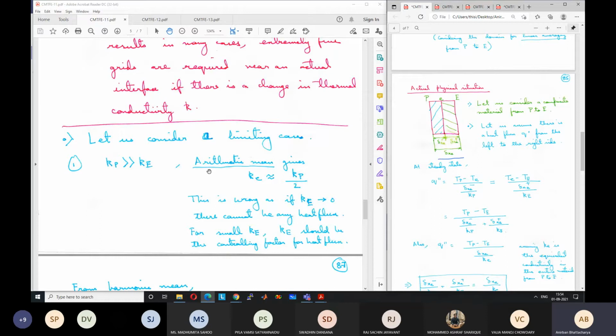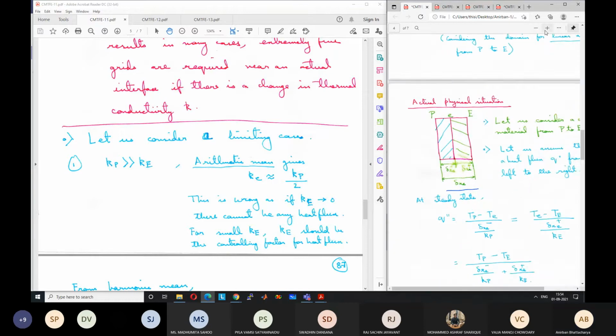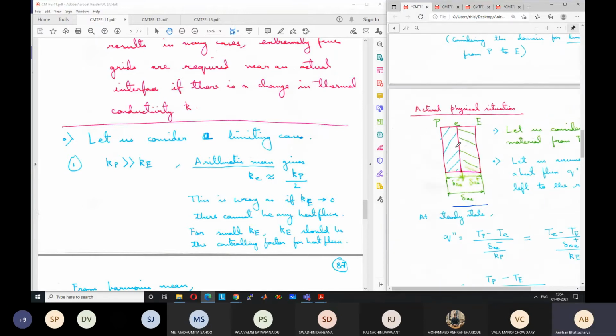We'll consider a limiting case of this. We consider that this material has a very high conductivity, like a metal, and on the other side it's like an insulator, with very small thermal conductivity. So Kp is much larger than Ke. Our arithmetic mean will give us the equivalent conductivity Ke equal to (Kp plus Ke) by 2. Because Ke is very small compared to Kp, we can ignore Ke. As Ke tends to 0, we can just write this as Kp by 2.